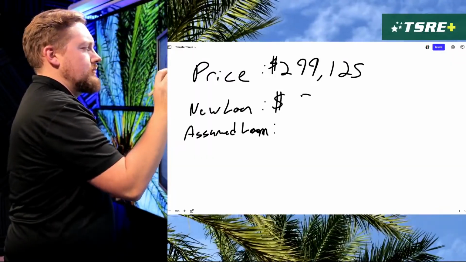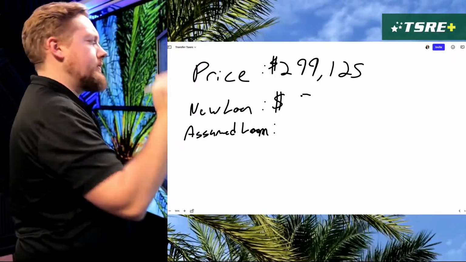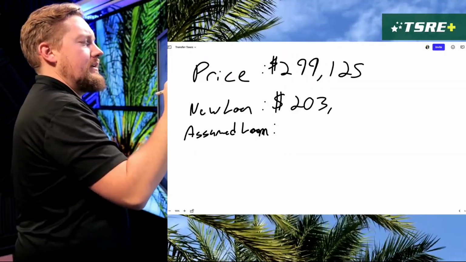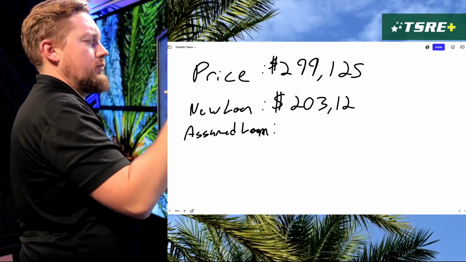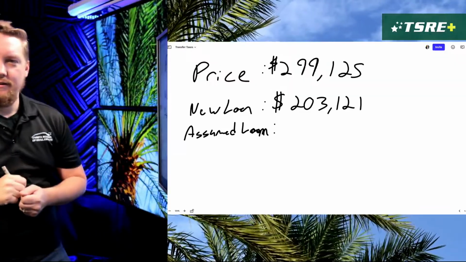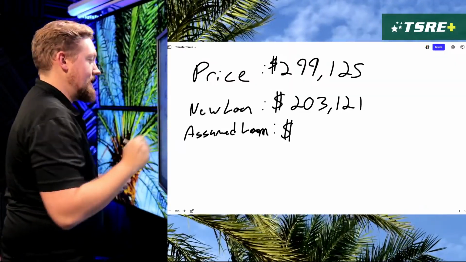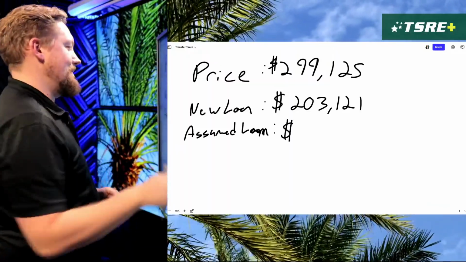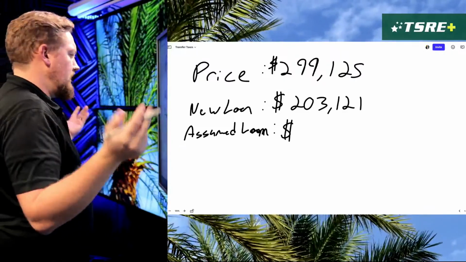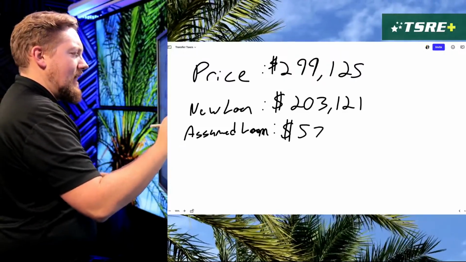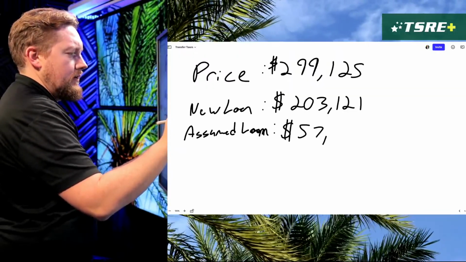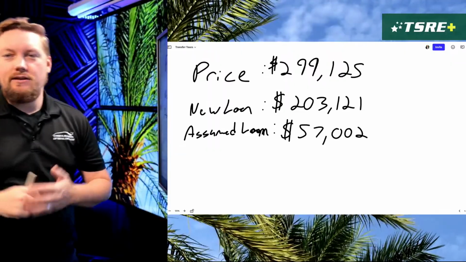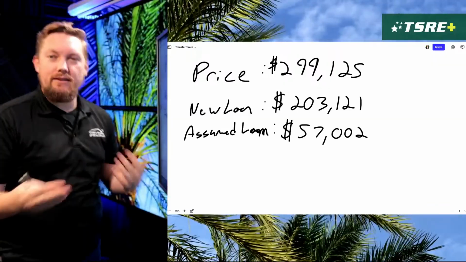is, let's say, $203,121. Just making these numbers up as I go. They're not friendly numbers, which is why, again, good news, you could use a calculator on your exam. And finally, our assumed loan, let's make that $57,002. So now we've got some more out of the ordinary numbers here.